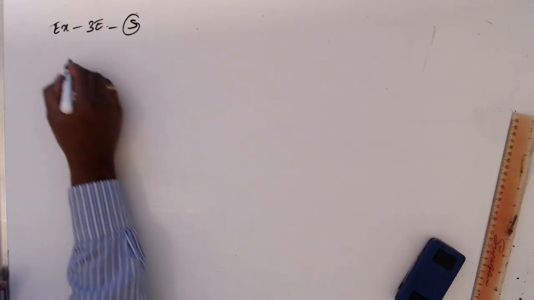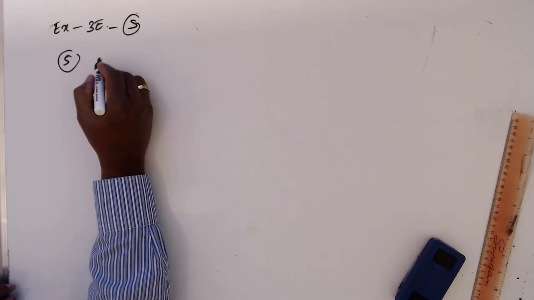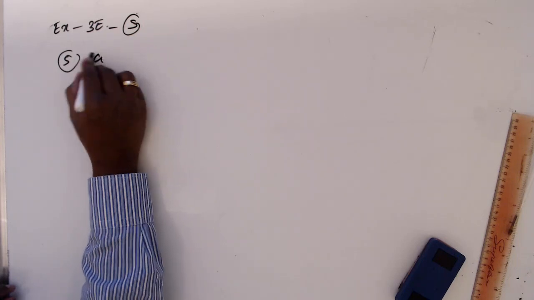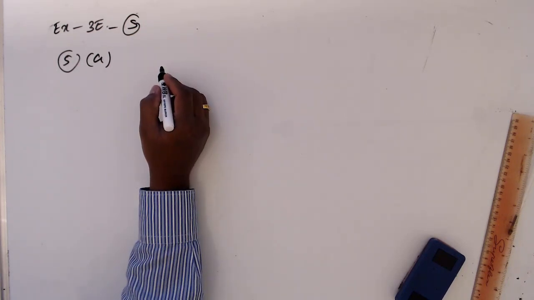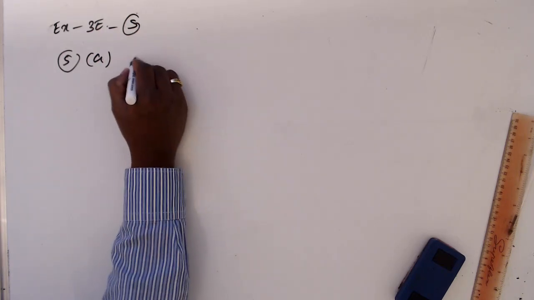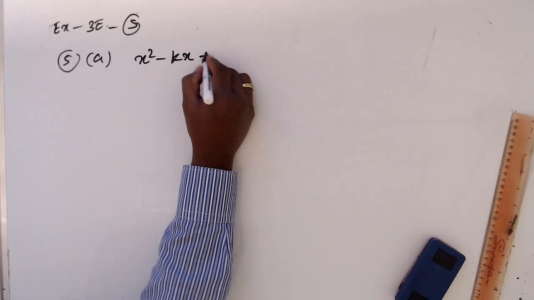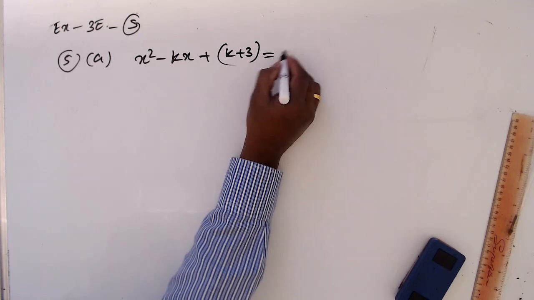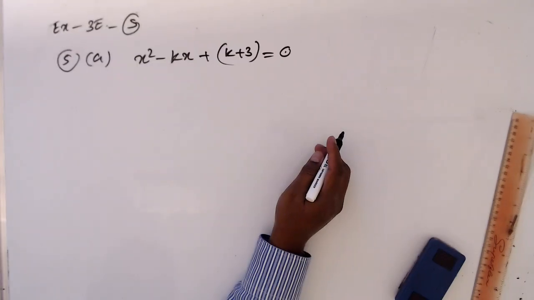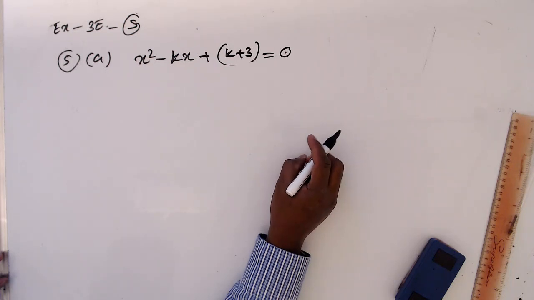Question 5. 5a. Please read the question. Find the range of values of k such that the equation x square minus kx plus k plus 3 equals 0 has no real roots. Now, okay.